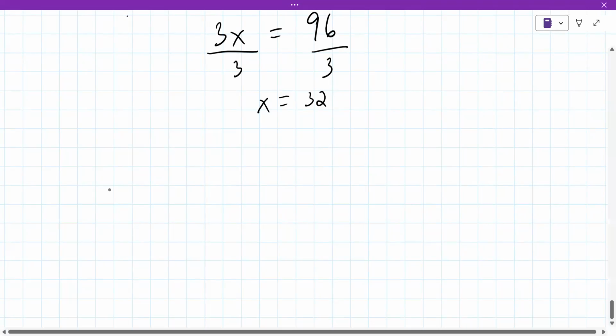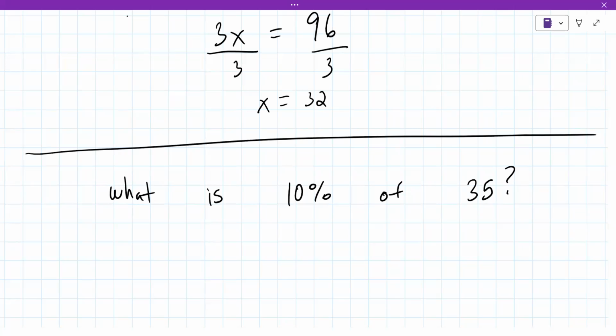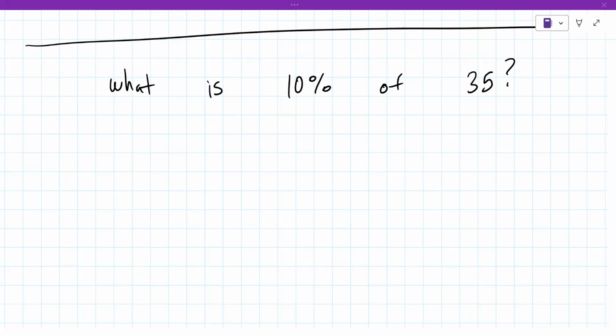So let's go to a new problem here. Make it pretty simple. What is 10% of 35? I learned 2 ways to do it. You could multiply, or you could use a proportion. Either way for me, I'm going to move to a more difficult problem based on this. So however you feel like you would do it is fine with me.